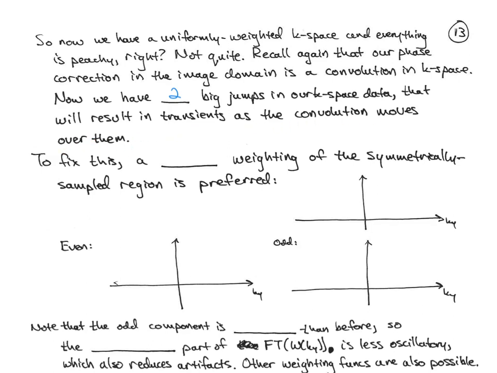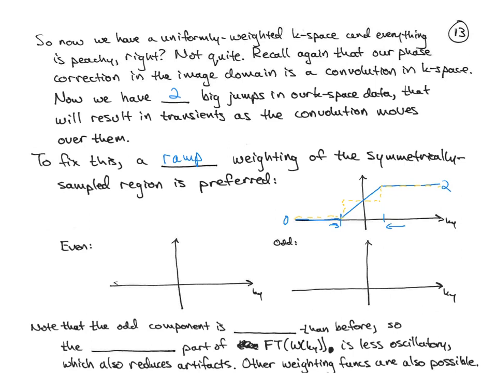To fix this, we replace that step function with a ramp weighting function of the symmetrically sampled region, and this is the preferred approach for homodyne reconstruction. So instead of doing 2 hard steps, we do a ramp weighting up to the factor 2 weighting. So this is 2, this is 0, and this is the symmetrically sampled region. Whereas before, what we had, I'll draw with a dashed line, was this. Now we use a ramp function instead.